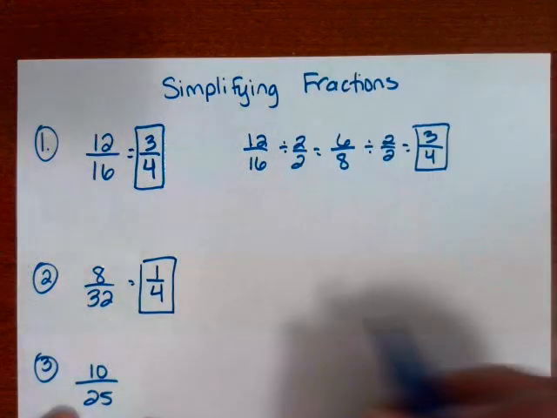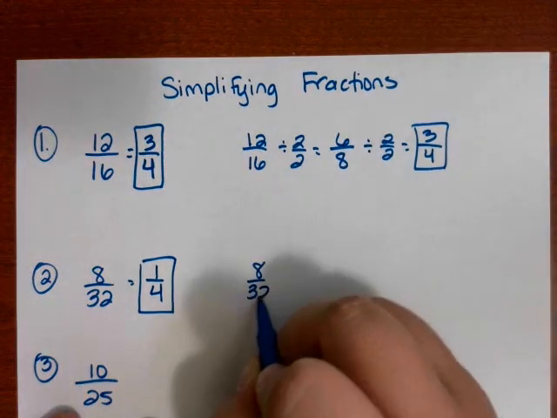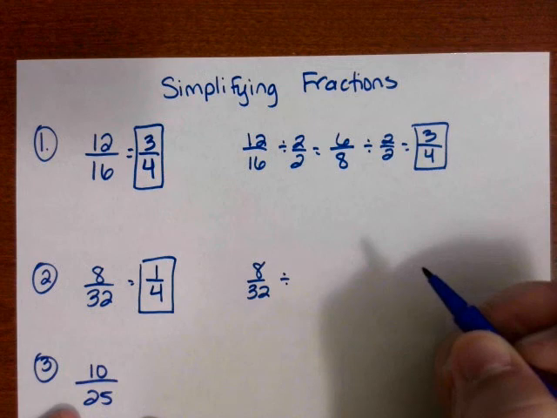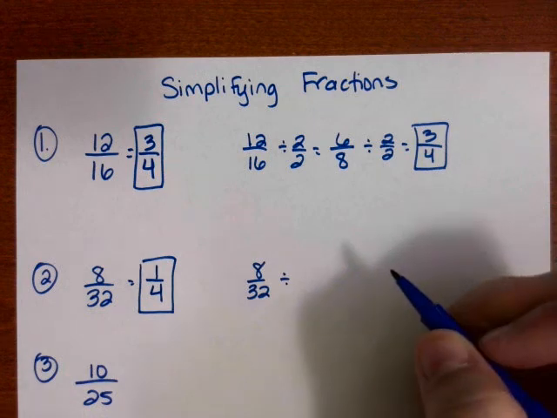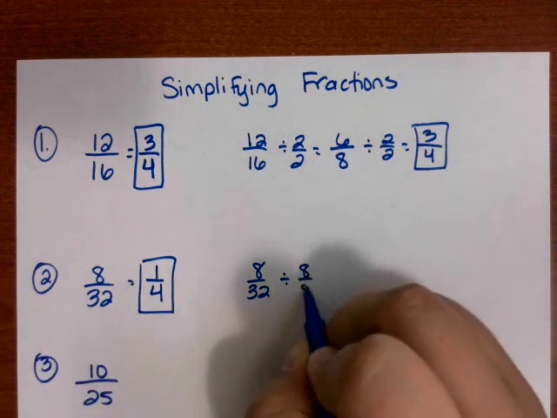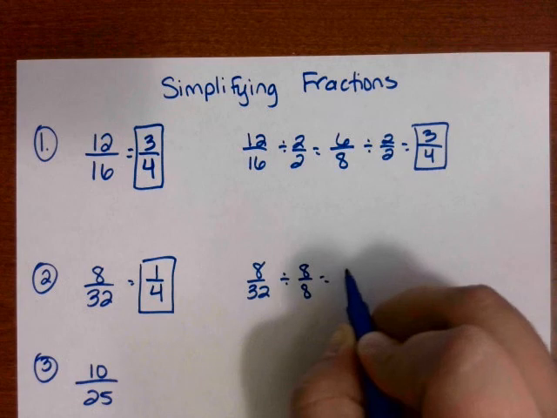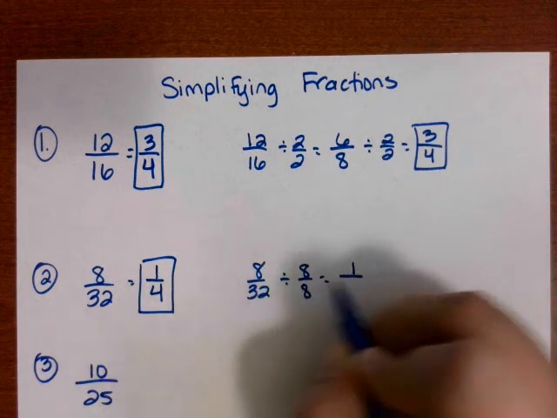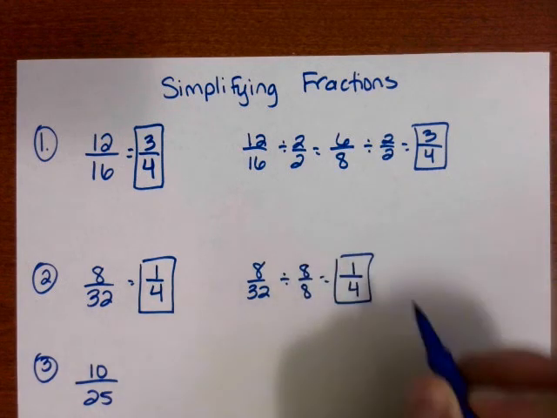Again, what we just did was take that fraction of 8/32. We divided it by the common factor of 8 in this case. We could have chosen 4 or 2, but I would have had to do it multiple times. The greatest common factor was 8. 8 divided by 8 will get me 1. 32 divided by 8 will get me 4. So it's the same.